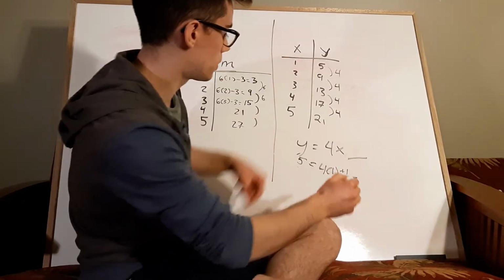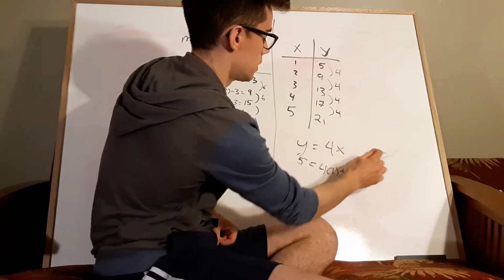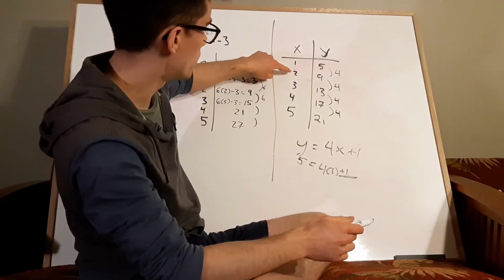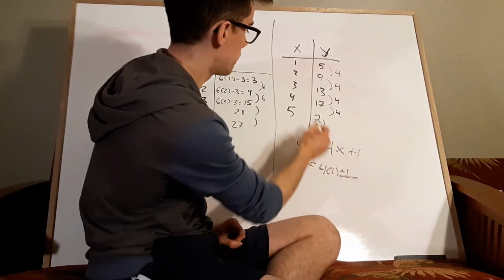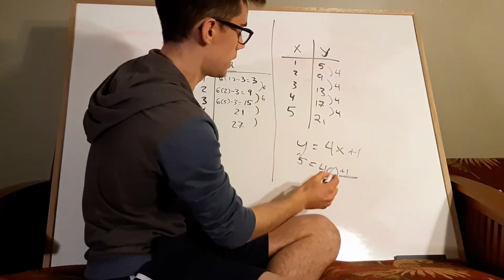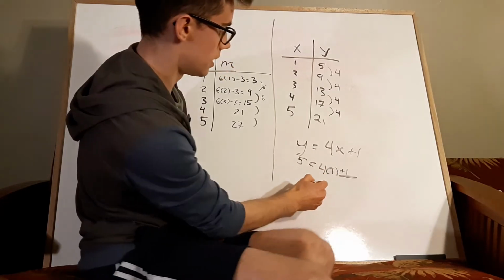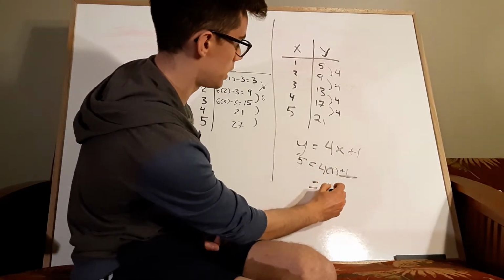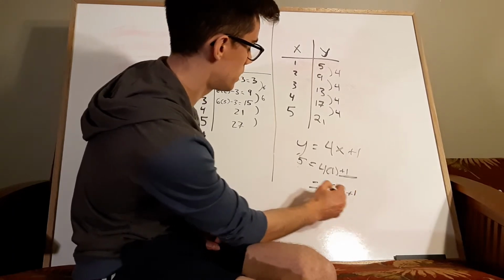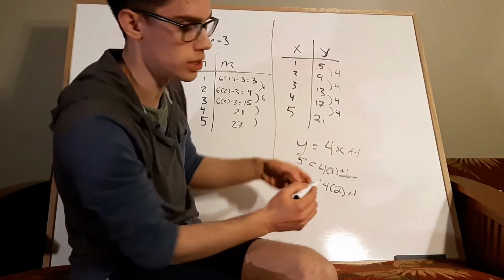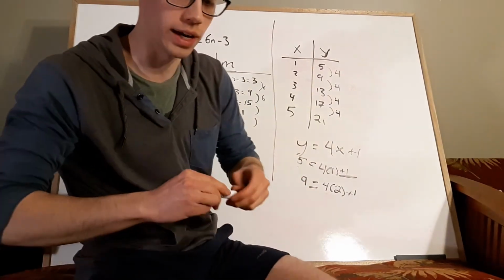Will this work for the next one? If my equation is 4x plus 1, if I substituted that 2 in for the x, I would get 4 times 2, which is 8, plus 1, that gives me 9. So yes, this equation works for this table of values.